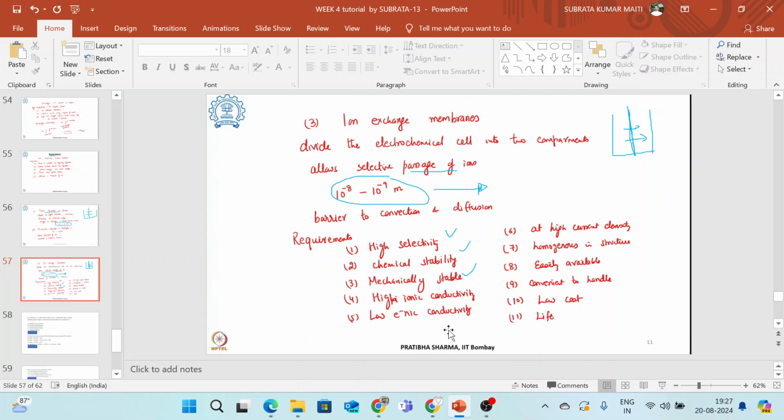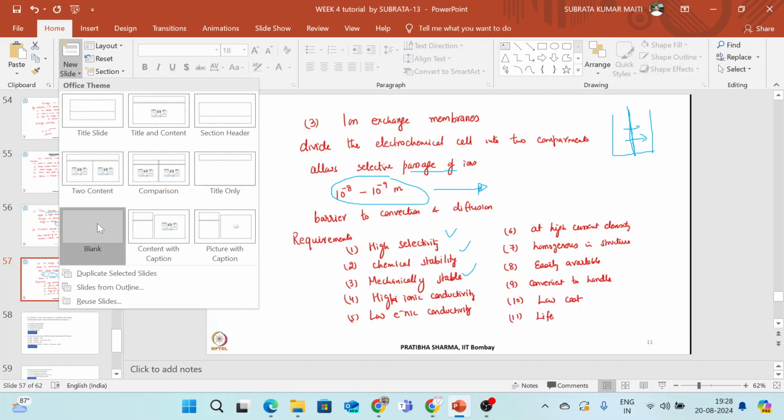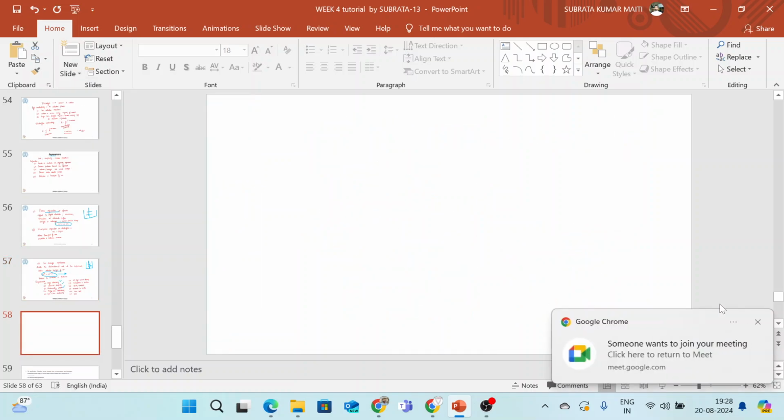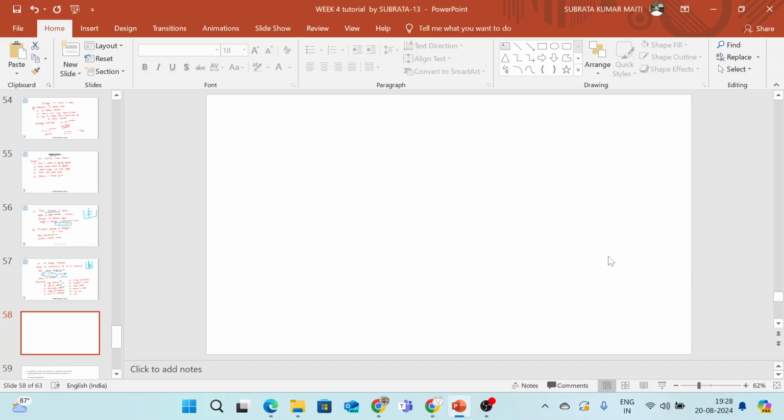There may be reversal of current. No. Suppose I am drawing these things. No current flow. You have to understand these things, because okay, I am drawing these things. What is happening?